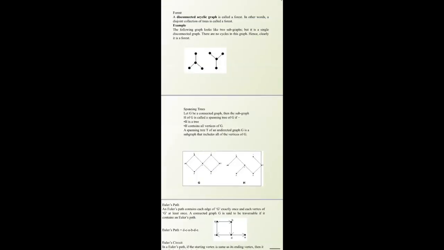Next is spanning trees. Let G be a connected graph. Then the subgraph H of G is called a spanning tree of G if H is a tree and H contains all vertices of G. Okay, spanning tree. What is spanning tree? Let's suppose we have a graph G, and we will make a graph from G. Make a graph from G means a subgraph of G.